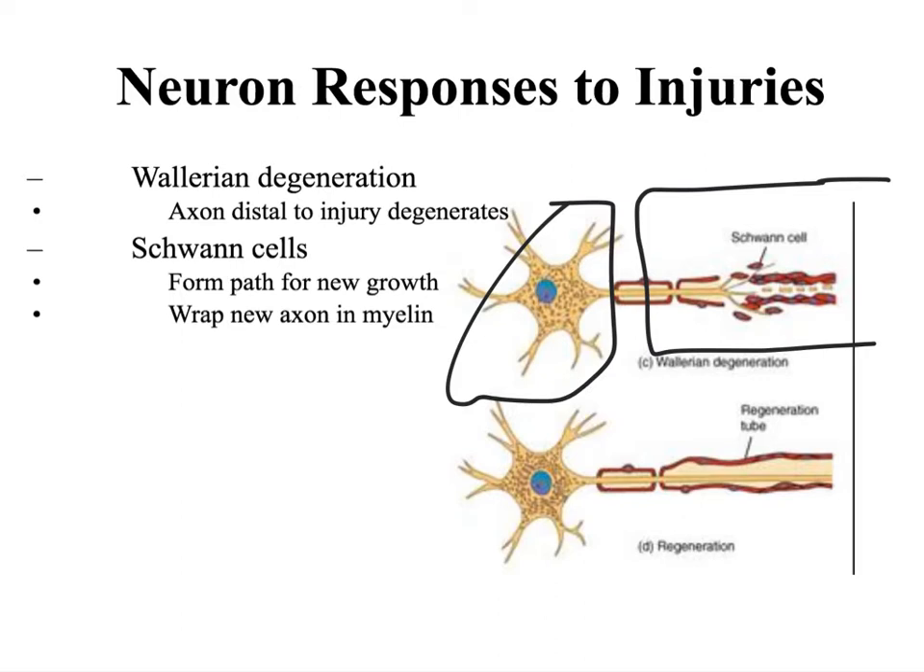If you accidentally cut that, what's going to happen is, first off, there's a process known as Wallerian degeneration where the axon actually disintegrates. So to heal, the Schwann cells will actually regrow down the side of that injury, and it forms what's known as a regeneration tube that provides a pathway for the new axon to grow. This doesn't always happen. Sometimes you end up with just a permanently dead axon, but at least in the peripheral system, there is a possibility of healing.